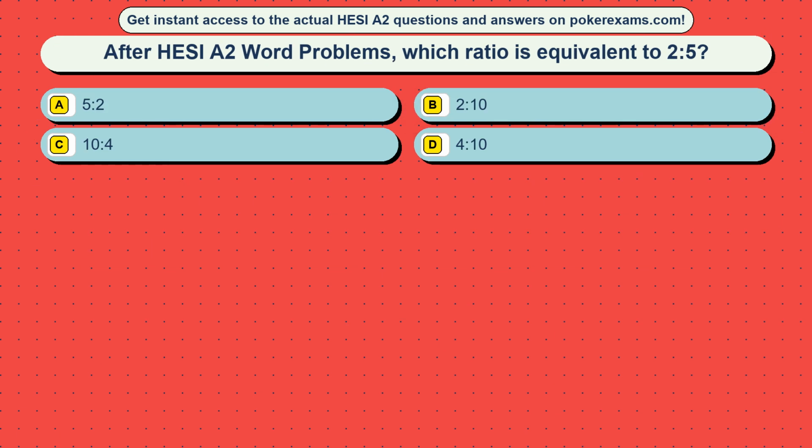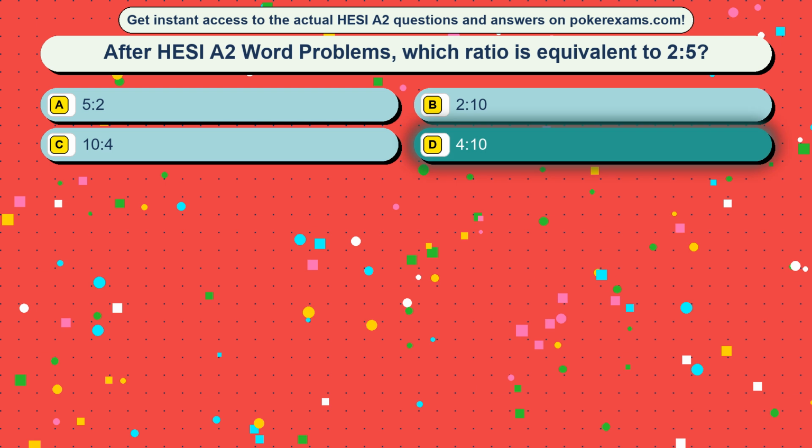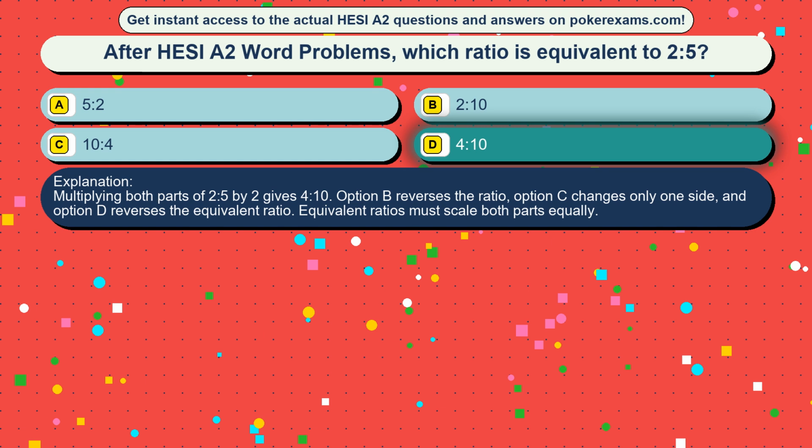Question 6. After HESI A2 word problems, which ratio is equivalent to 2:5? Option A, 5:2, option B, 2:10, option C, 10:4, option D, 4:10. The correct answer is option D, 4:10. Multiplying both parts of 2:5 by 2 gives 4:10. Option A reverses the ratio, option C changes only one side, and option B changes only one part. Equivalent ratios must scale both parts equally.